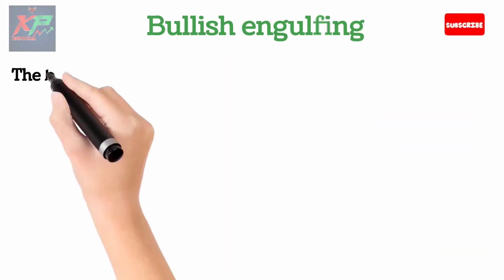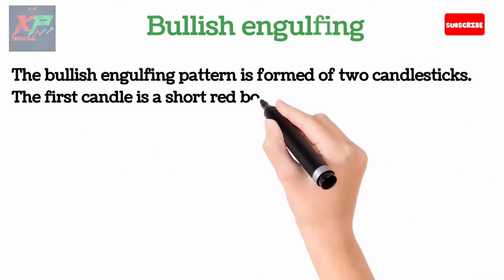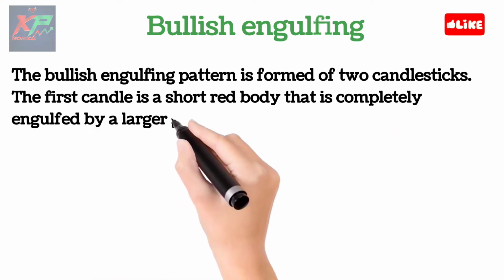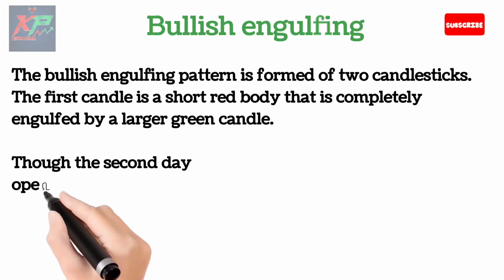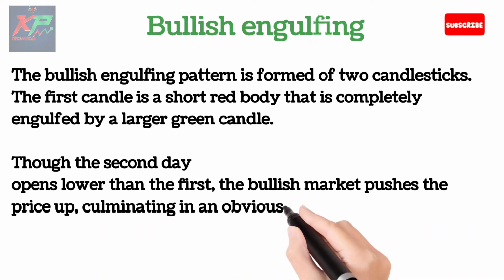Bullish engulfing. The bullish engulfing pattern is formed of two candlesticks. The first candle is a short red body that is completely engulfed by a larger green candle. Though the second day opens lower than the first, the bullish market pushes the price up, culminating in an obvious win for buyers.